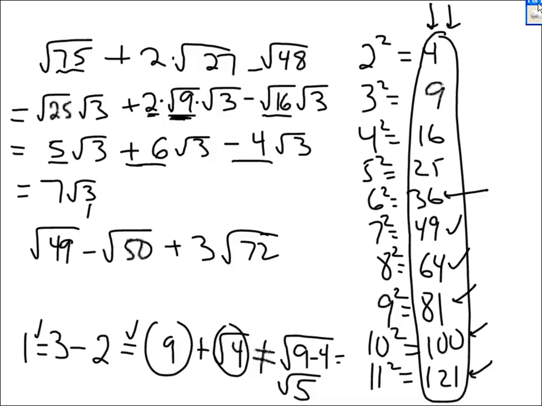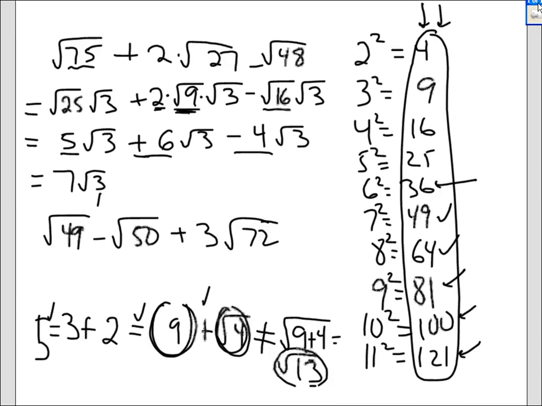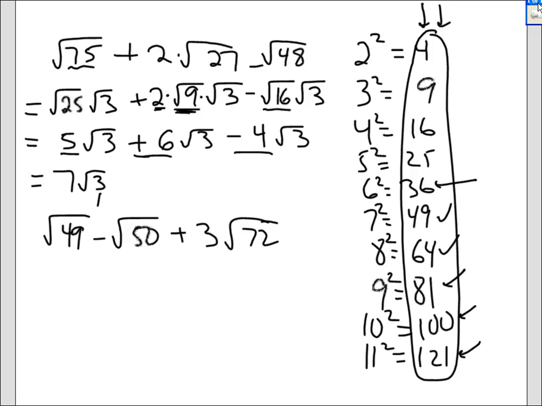Now, even if we add these, 9 plus 4 is no longer 5, it's 13. The square root of 9 plus 4 is the square root of 13. And if we add them, this is 3 plus 2. 3 plus 2 is 5. I'm sorry, but it doesn't equal the square root of 13. So, in the problem that I just put, you can't say 49 minus 50 is negative 1, so it's the square root of negative 1. It doesn't work that way.